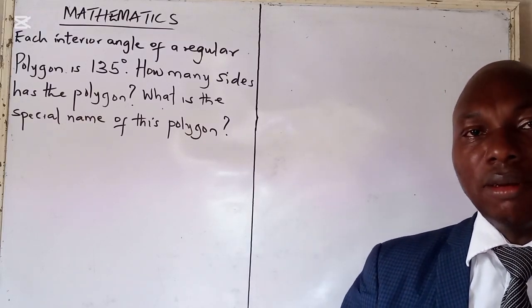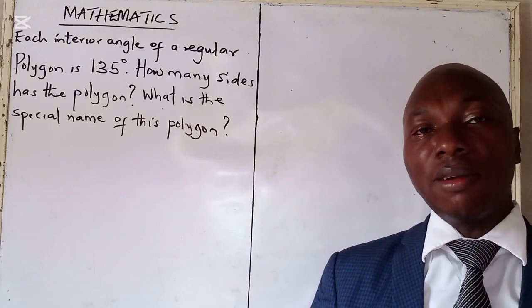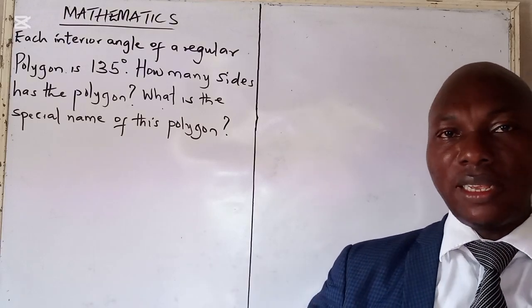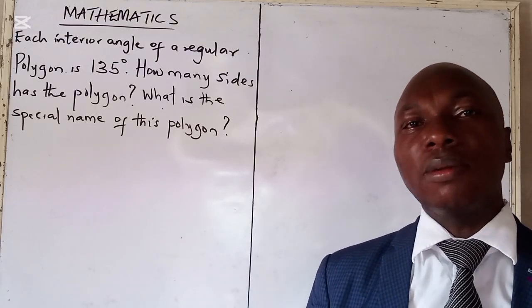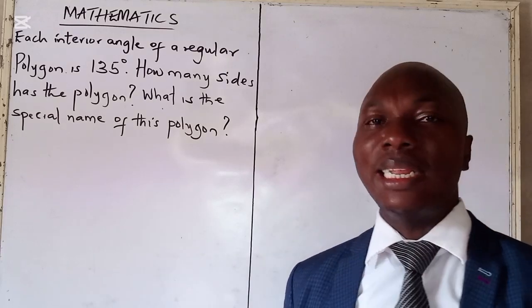And 9 is a nonagon. 10 is decagon, and like that. Or if you want to continue, you can say 11 undecagon, 12 duodecagon, and like that.